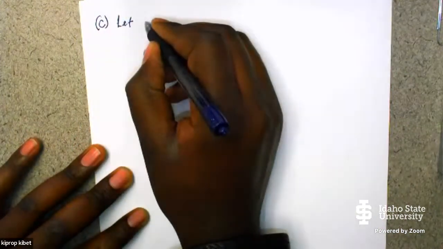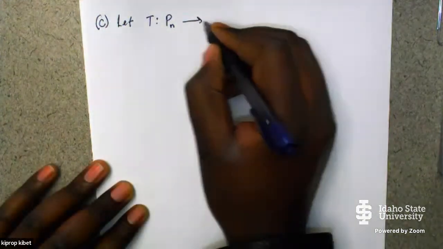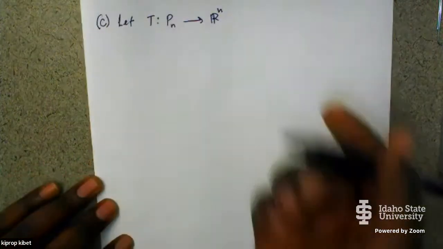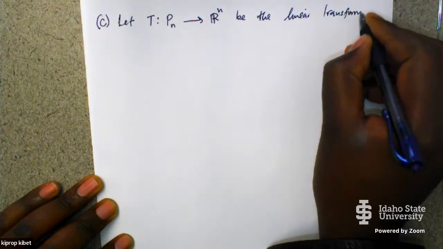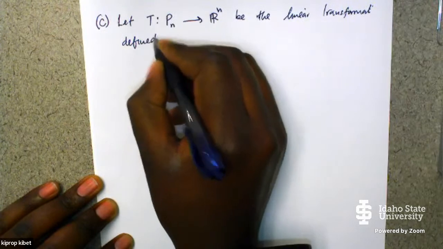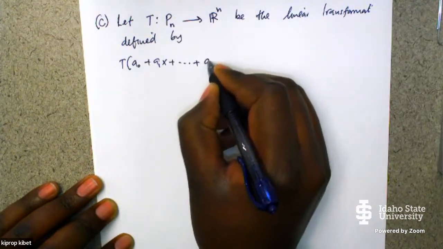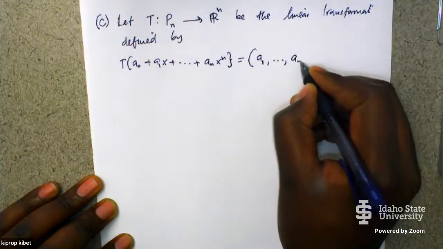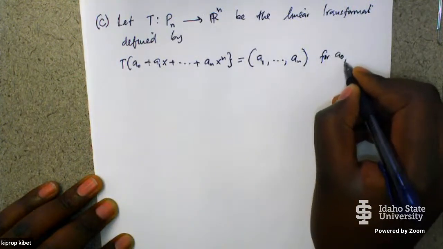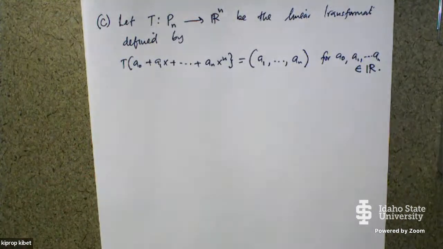If we let the transformation from the polynomials with real coefficients to Rn be the linear transformation defined by T of a0 plus a1x plus up to anxn, which gives us a1 up to an, for a0, a1 up to an real numbers. Then describe the range and the kernel.